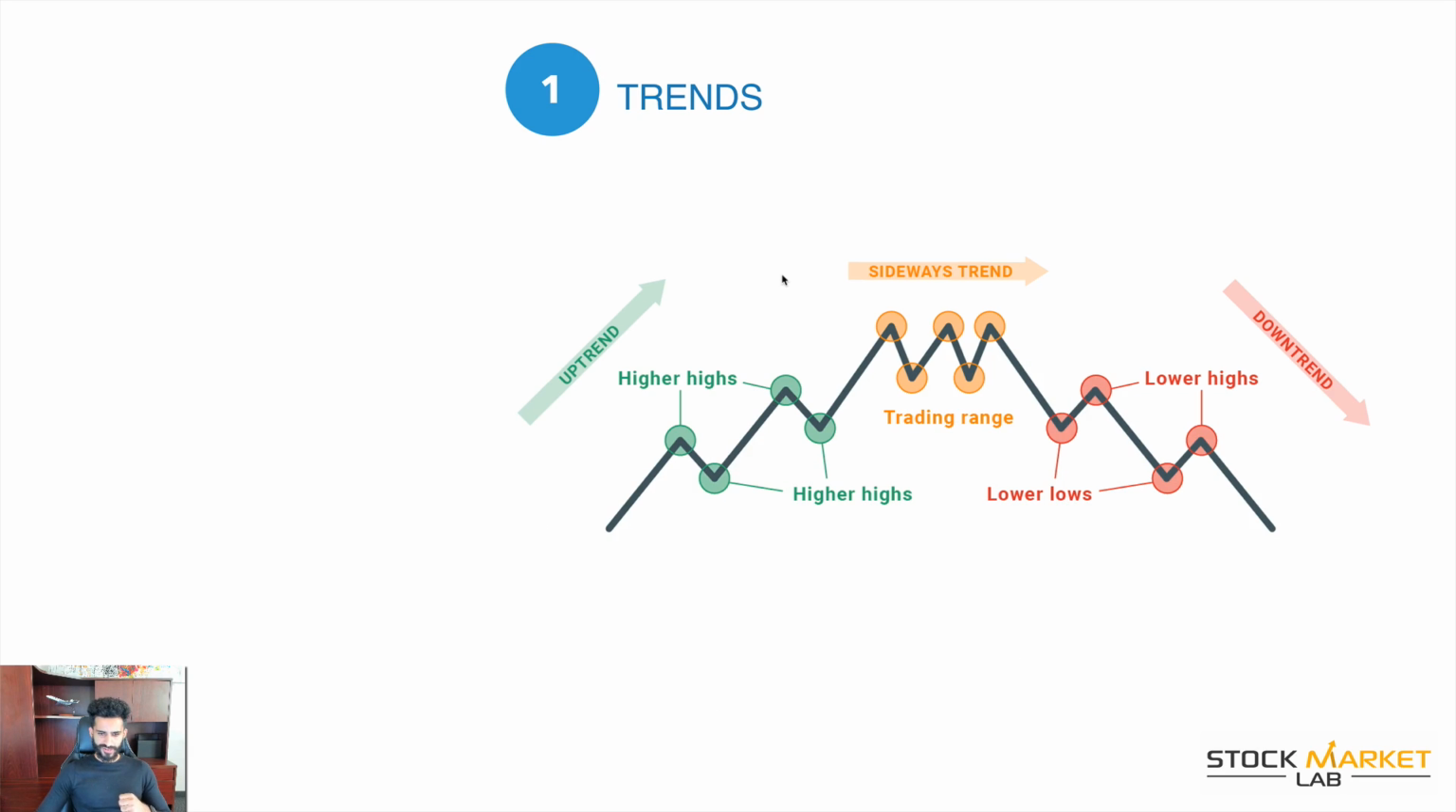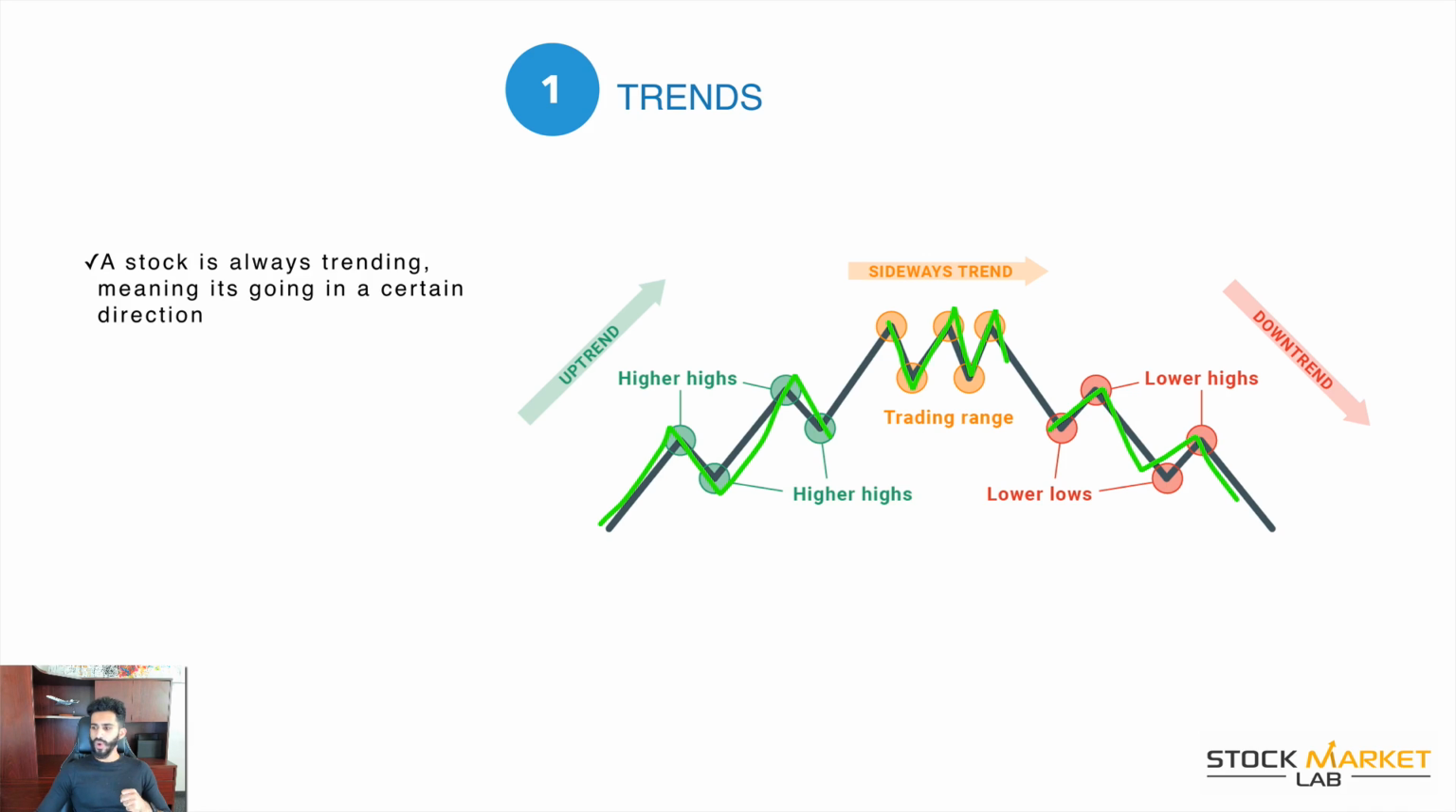Number one, trends. I broke down trends in the previous lesson, but let's break it down once again just to refresh. A stock is always trending, meaning it's going in a certain direction. It's either going in an uptrend, a sideways trend, or a downtrend. This is one of the chart phases.